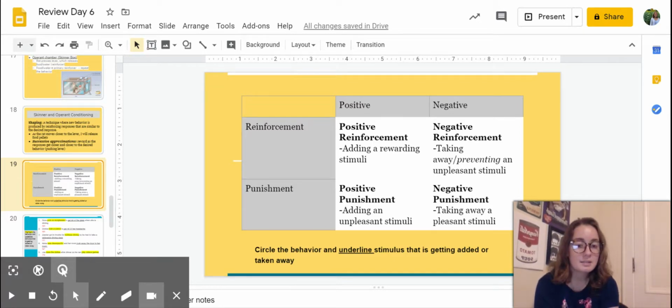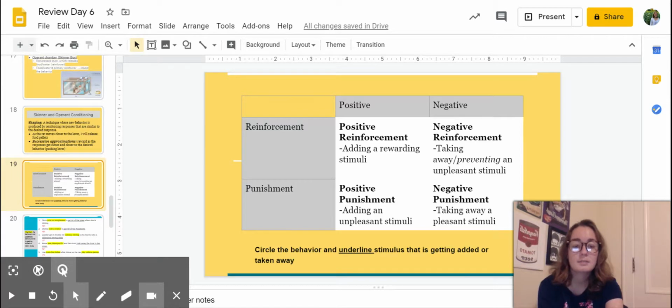So now punishment. Punishment is something that is going to prevent or discourage you from doing a behavior again. Positive punishment is adding something unpleasant to the situation. So an example would be you mouthed off to your parents. Now they're adding a bunch of chores that you have to do. You have to do the dishes and you have to take out the garbage. They're adding something that wasn't there before to the situation that's unpleasant that you don't want to do.